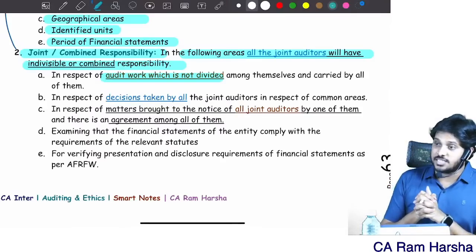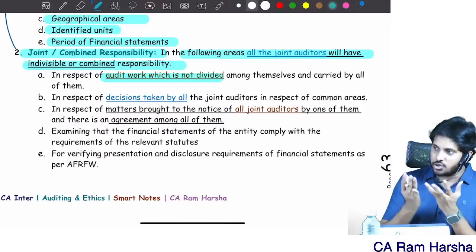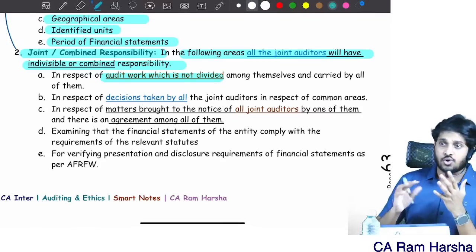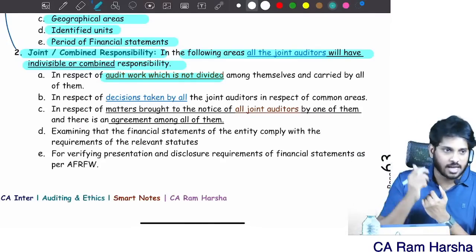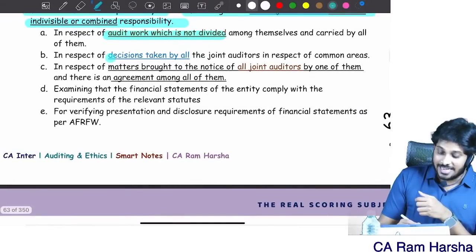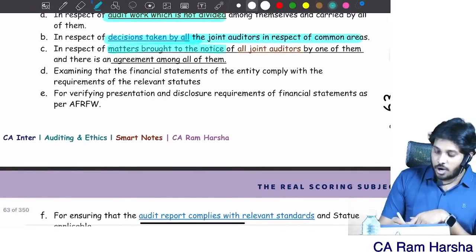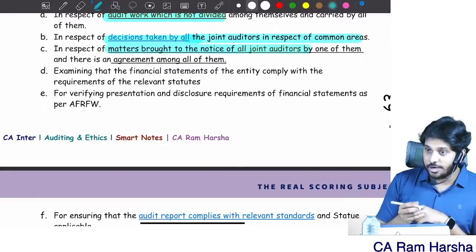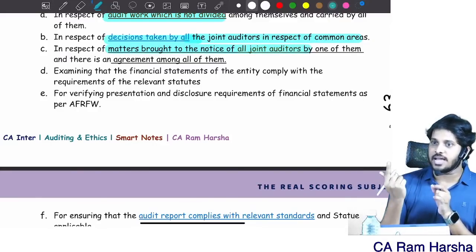Control evaluation is there. Suppose in a company you need to check internal controls. Internal controls you didn't divide between yourselves. So as a whole, risk assessment, internal control, all of them together they have to do. So there, all of them are fully responsible. Decisions taken by all of them together. Matters brought to the notice of all joint auditors. Some issue is going on and everybody has knowledge of it, and none of them reacted on it.